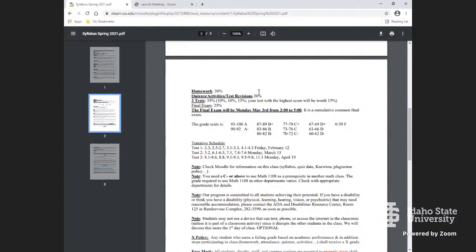So homework is 20%. Quizzes, 20%. Test: your highest test is the one which is worth 15%. That's what I was thinking of. And then the others are 10%. But the total is 35%. And then the final exam is 25%. Wow. And then looking at this, 93 to 100 is A, 90 to 92 is A minus, like that.